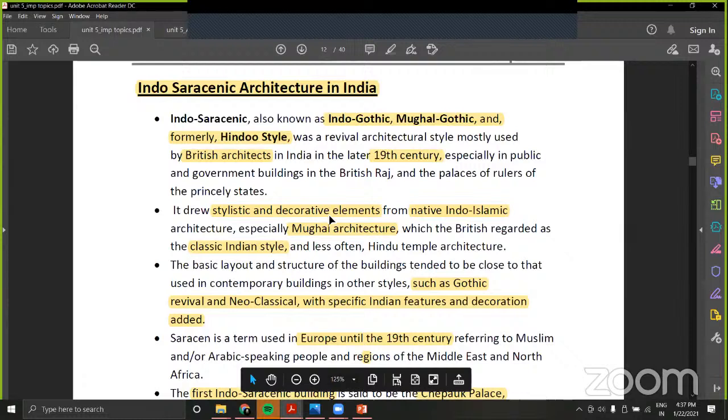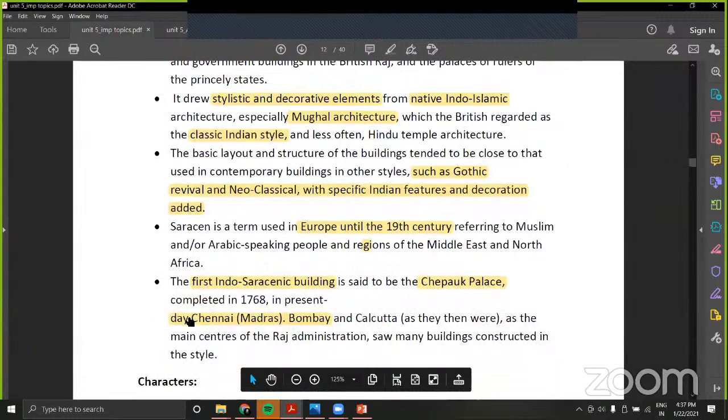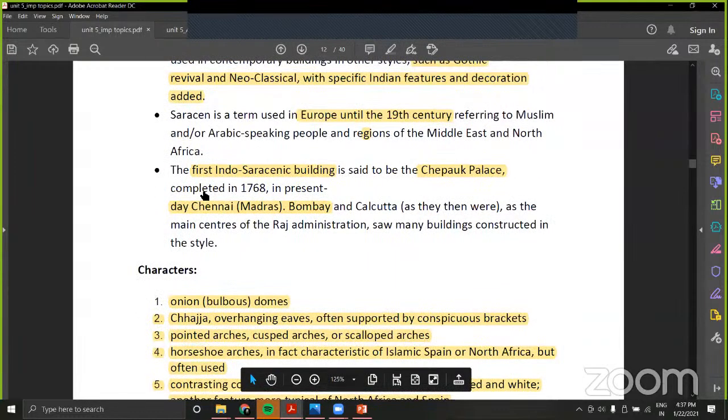This style drew elements from native Indo-Islamic architecture, especially Mughal architecture, which the British regarded as the classic Indian style. Mughal architecture basically comprises the Indo-Islamic style. So they combined both the Indo-Islamic style and the Indo-Gothic style. The first Indo-Saracenic building is said to be the Chepauk Palace, completed in 1789, in Chennai, Madras. These are the important characteristics you have to know about that period.